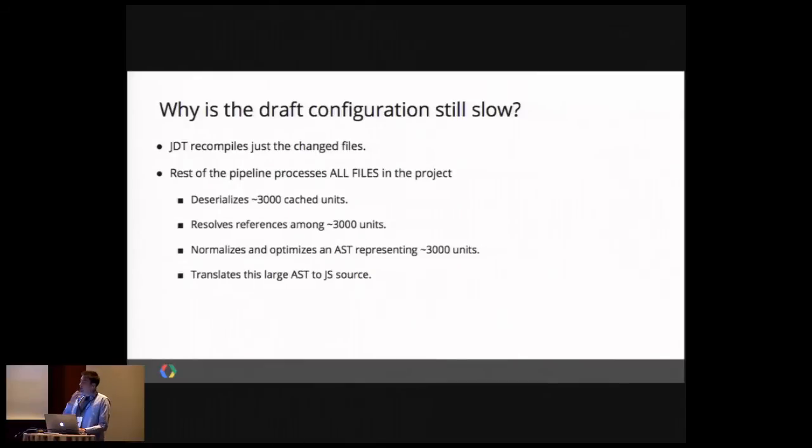So the showcase application contains about 200 Java source files, and it depends on the GWT standard user library, which contains about 2,800 Java source files. So when you do this compile, if you change one file, one CSS file or anything, and you recompile, most of the pipeline is actually processing 3,000 files. And that's basically where the performance is going. We're deserializing 3,000 cached units. We're resolving references among them. We're normalizing the semantic behavior. We're doing a very minor optimize on all those 3,000 files, the AST representing those 3,000 files. And we output JavaScript source code representing all 3,000 of those files.